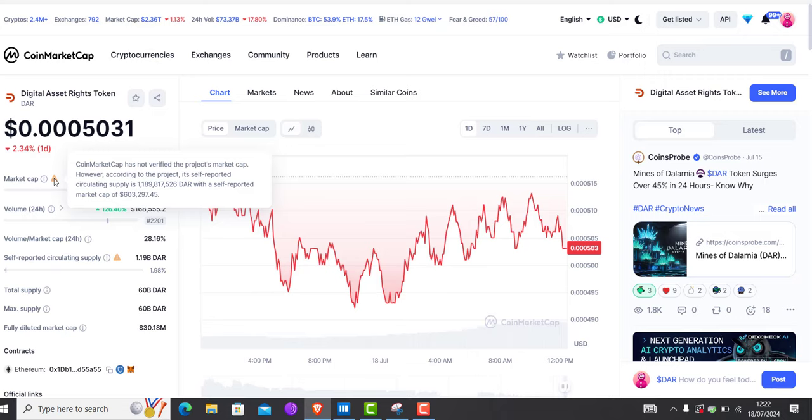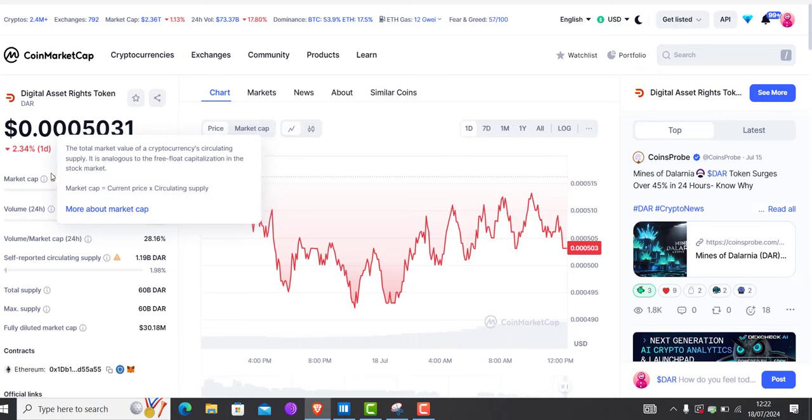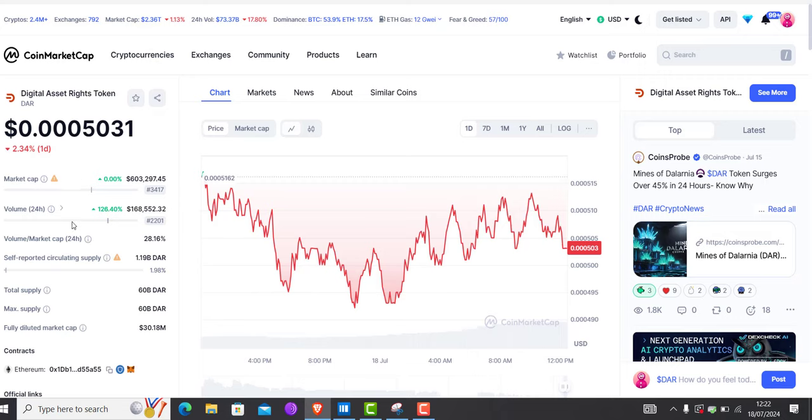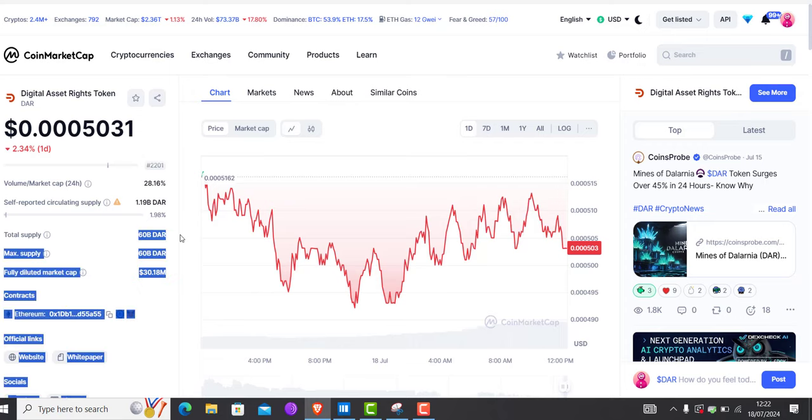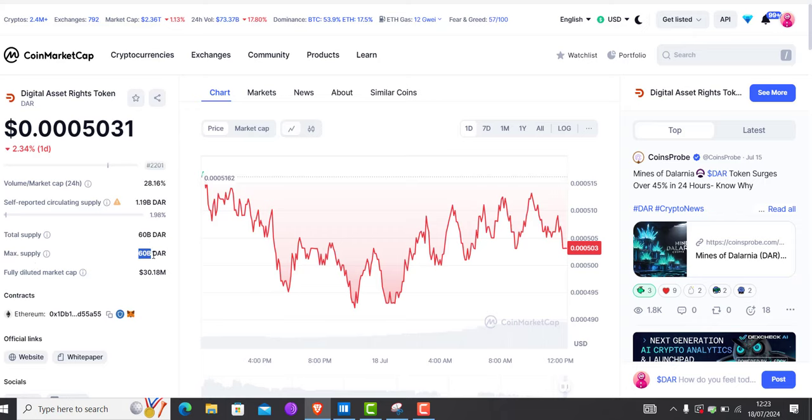However, according to the project itself, self-reported circulating supply is $1,189, self-reported market cap 603,000. Okay, so volume in the last 24 hours, guys, as you can see, 168,000, which is 126% up, okay? Total supply right here, 60 billion of DAR. Max supply right here, 60 billion of DAR.